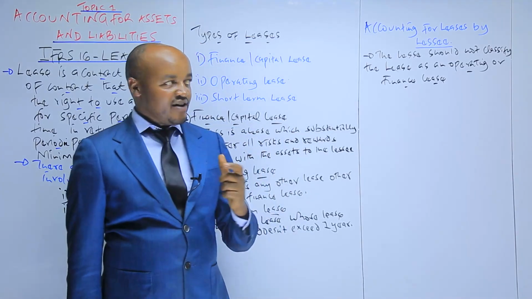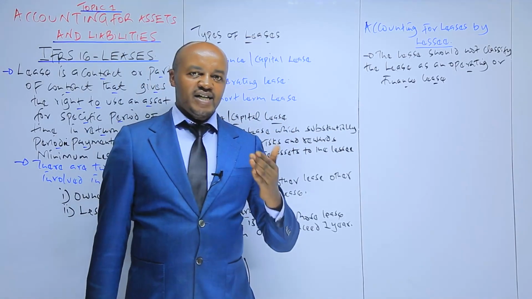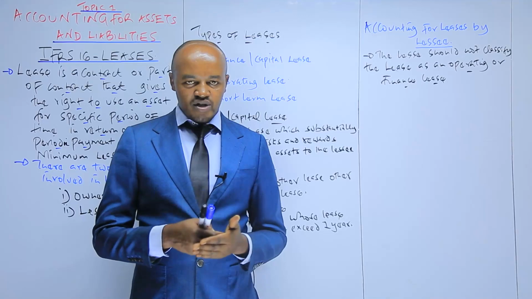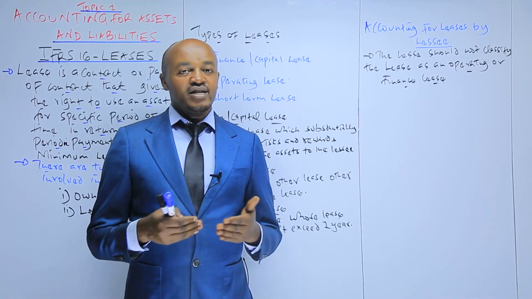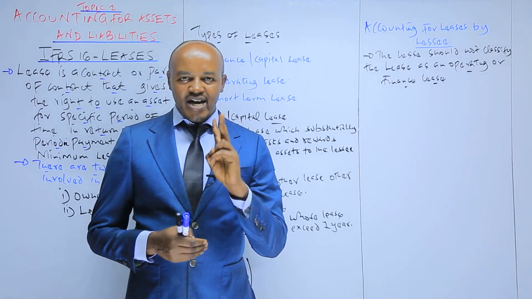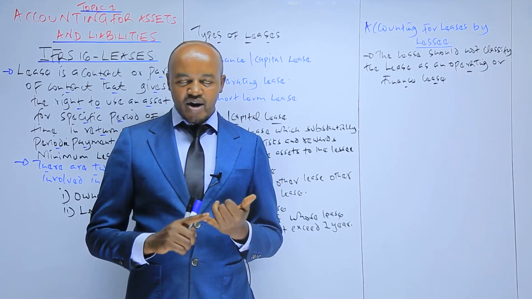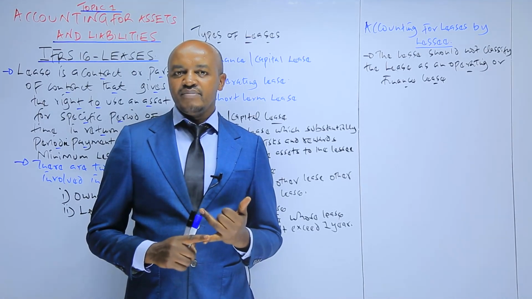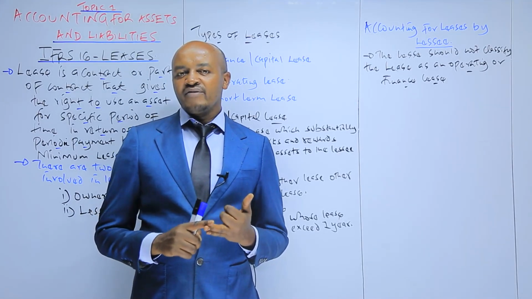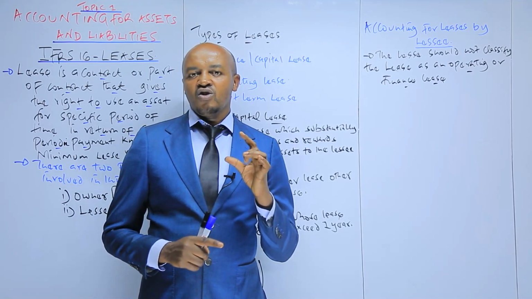And therefore, once an entity leases an asset, what that particular entity should recognize in its books of account are two items. Number one, the lease liability, and number two, the right of use asset.